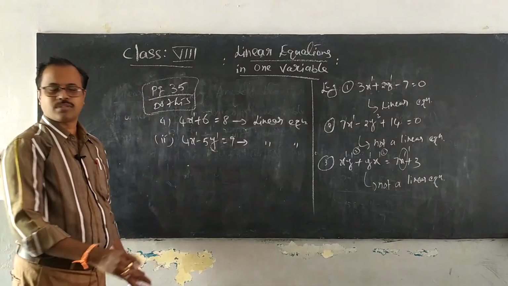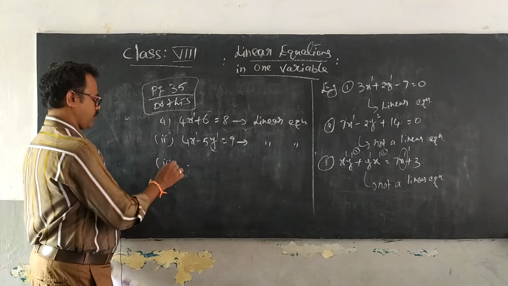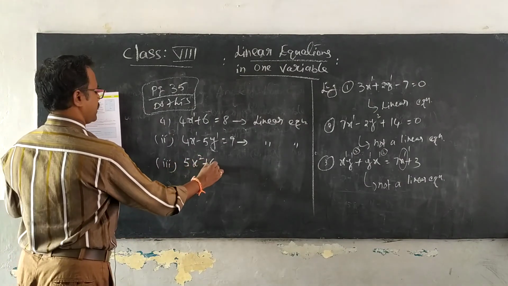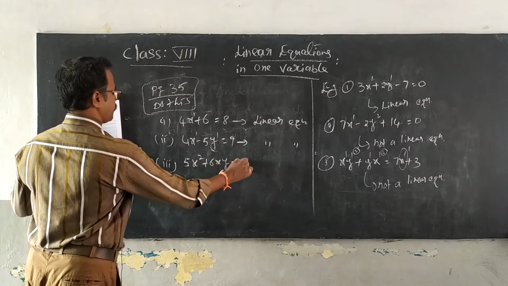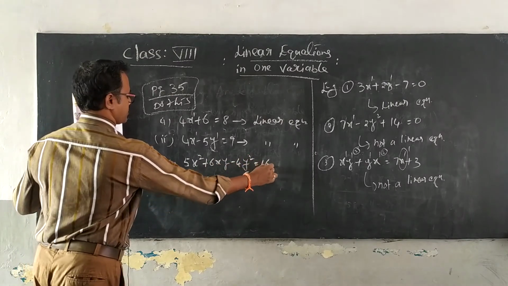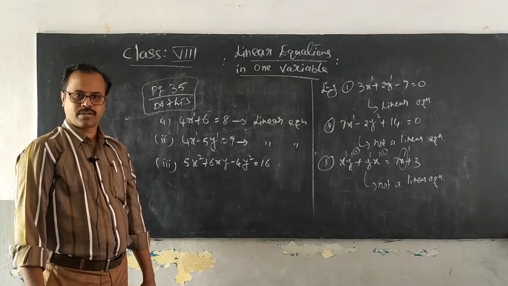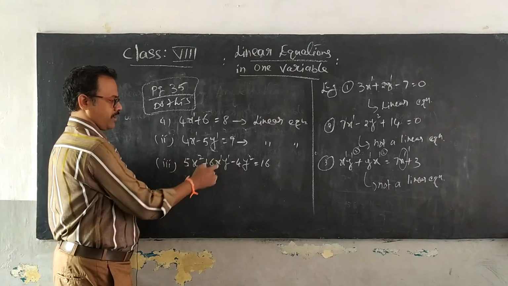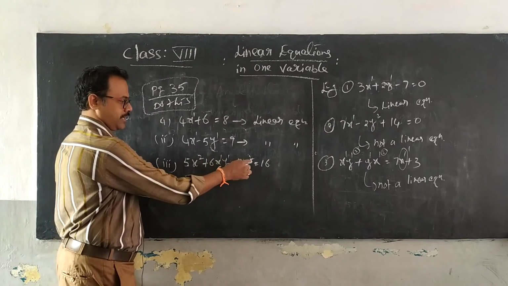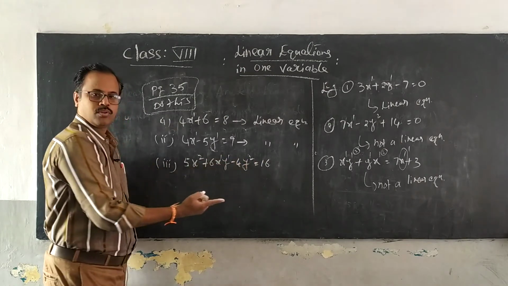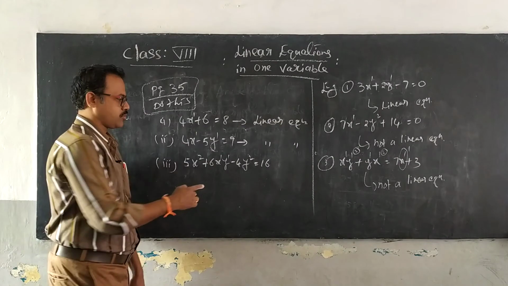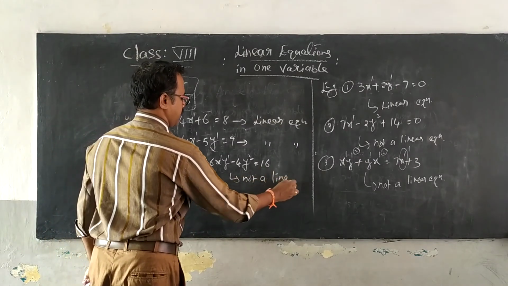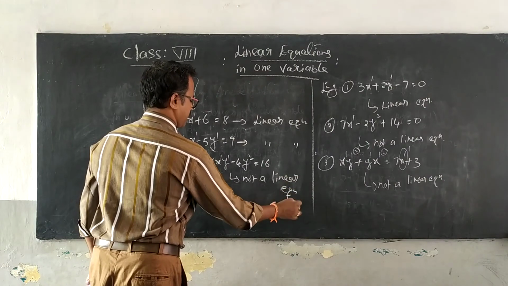Let's go to the third question. Very good, all of you are answering very clearly. 5x square plus 6xy minus 4y square is equal to 16. X power is 2. For xy, x power 1, y power 1, you add, it will become 2. It is also 2. So all are 2. The highest power is not 1, it is 2. So this is not a linear equation.